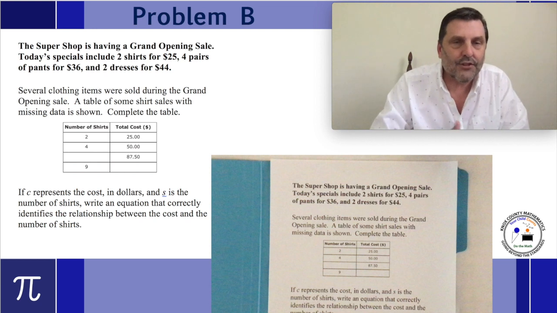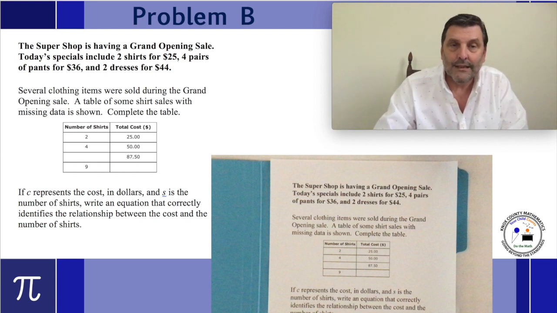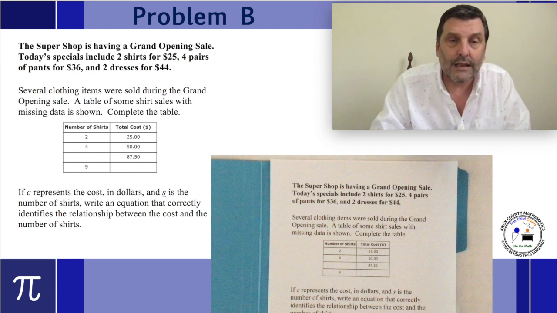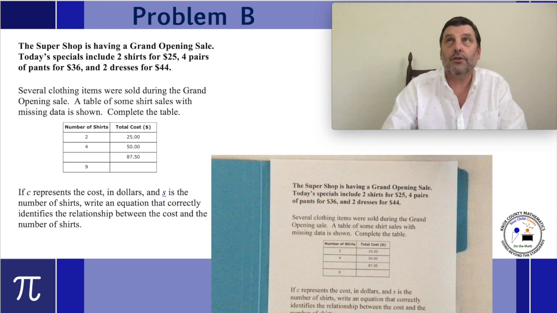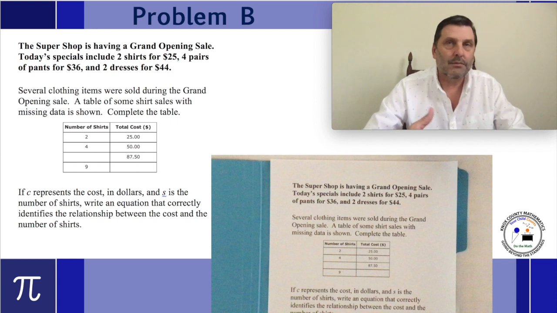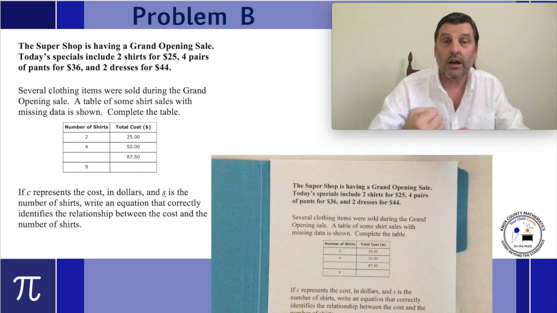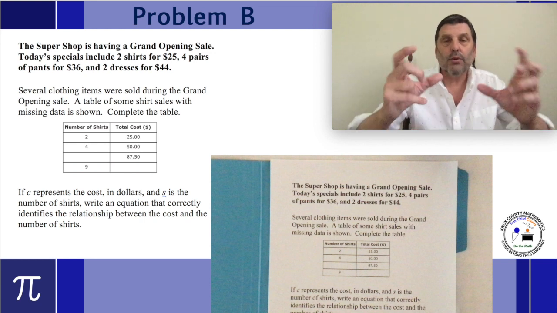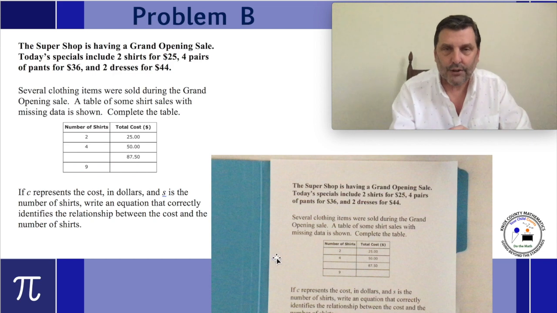So the question is, if C represents the cost in dollars and S is the number of shirts, write an equation that correctly identifies the relationship between the cost and the number of shirts. So it's back to writing that equation. Write the equation of a proportional relationship. Well, to do that, as a reminder, same procedure. We have to find K first. We have to find what is that constant of proportionality, and then use that K in our equation. So let's see how we work this one.